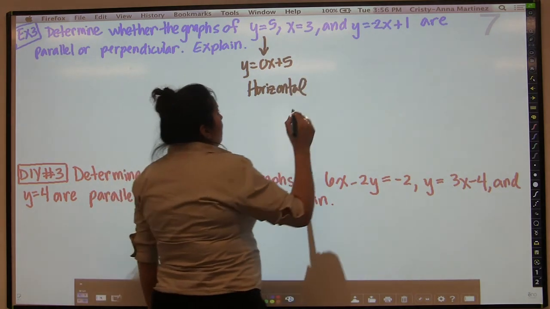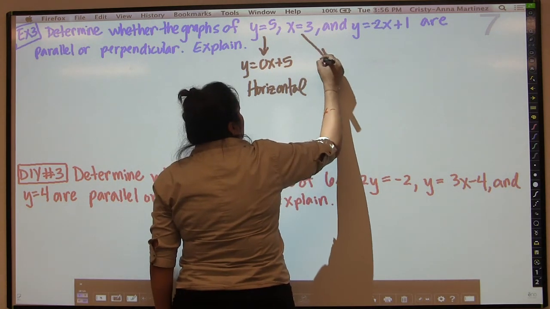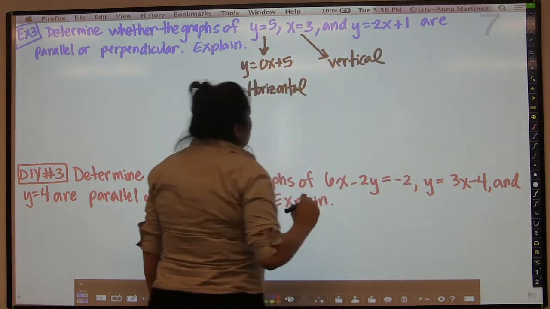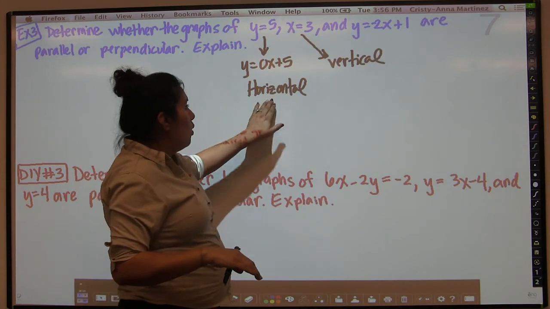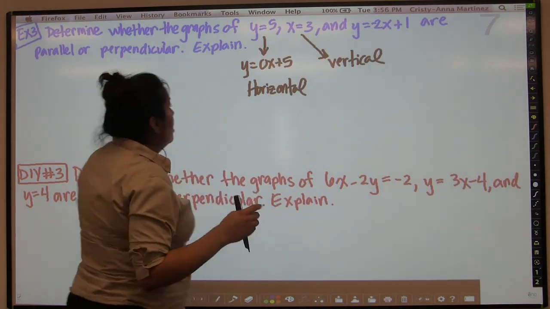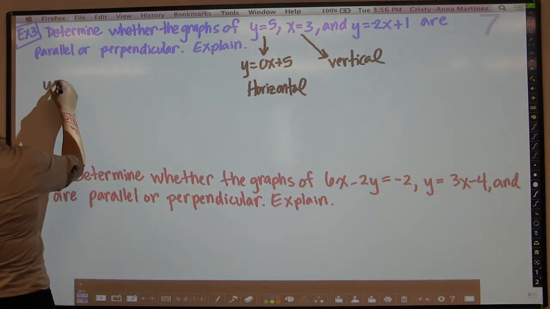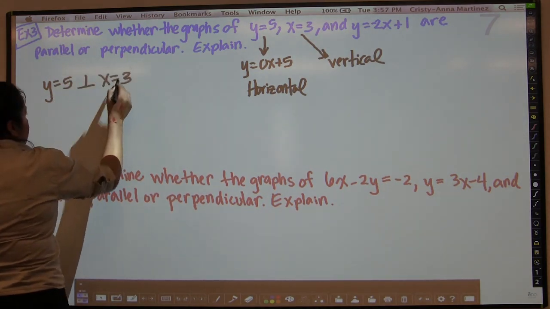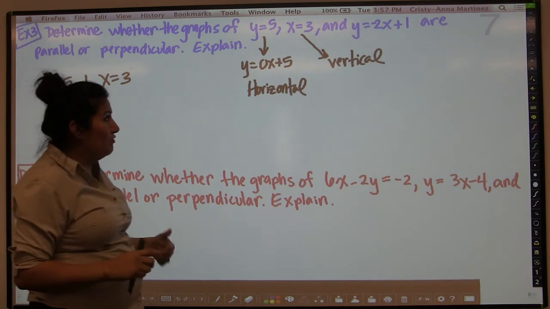And the equation of a vertical line is x equals 3. So we know that any vertical and horizontal line are going to be perpendicular. So we know that y equals 5 is perpendicular to x equals 3 because they're horizontal and vertical.